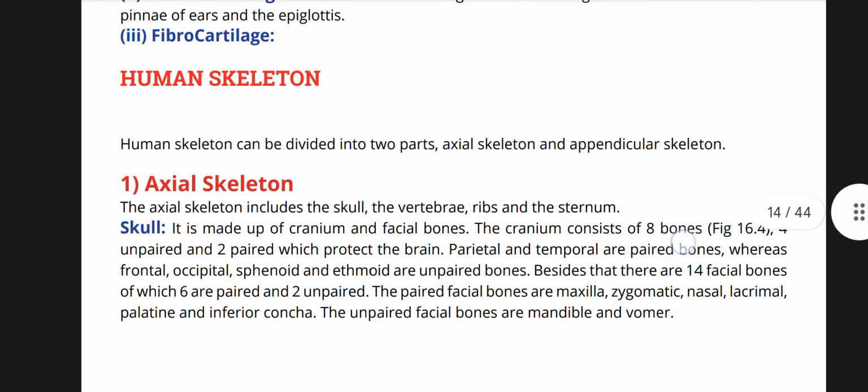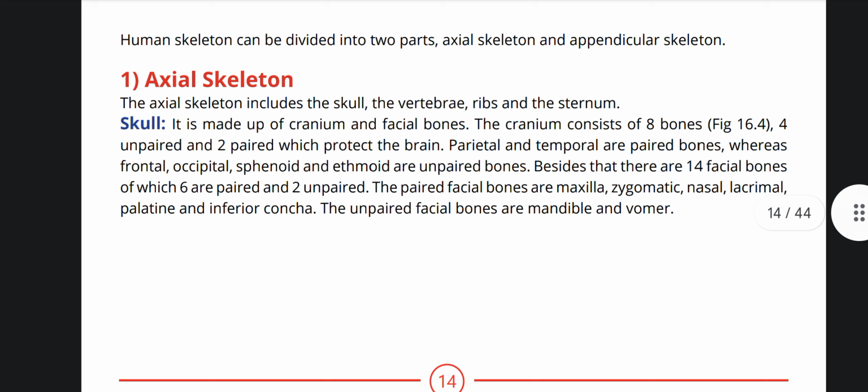Skull. It is made up of the cranium and facial bones. The cranium consists of 8 bones, 4 unpaired and 2 paired, which protect the brain. Parietal and temporal are the paired bones, whereas frontal, occipital, sphenoid, and ethmoid are unpaired bones.